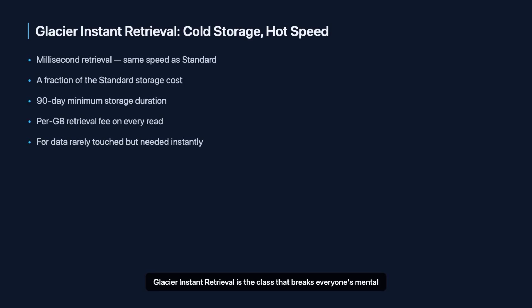Glacier Instant Retrieval is the class that breaks everyone's mental model. It returns objects in milliseconds, exactly the same speed as standard, but the storage cost is a fraction of what standard charges. The catch is a 90-day minimum storage duration and a per gigabyte retrieval fee on every read. So this class is purpose-built for data you rarely touch but absolutely need instantly when you do touch it.